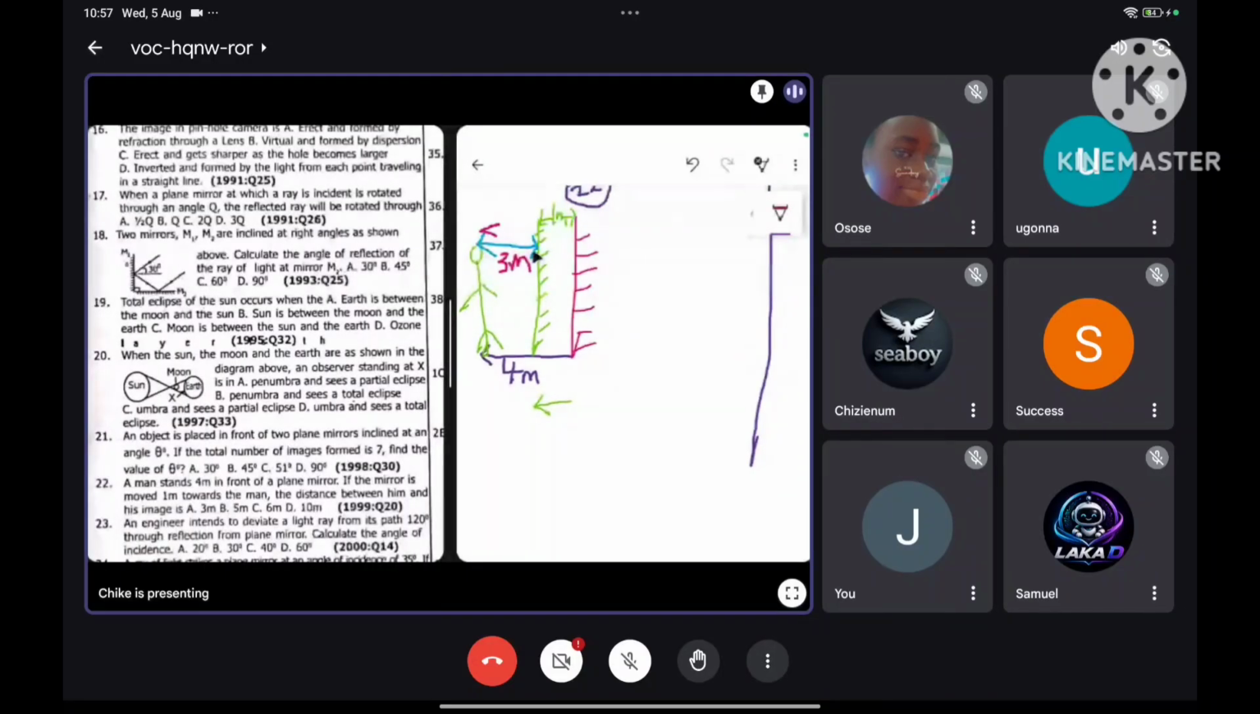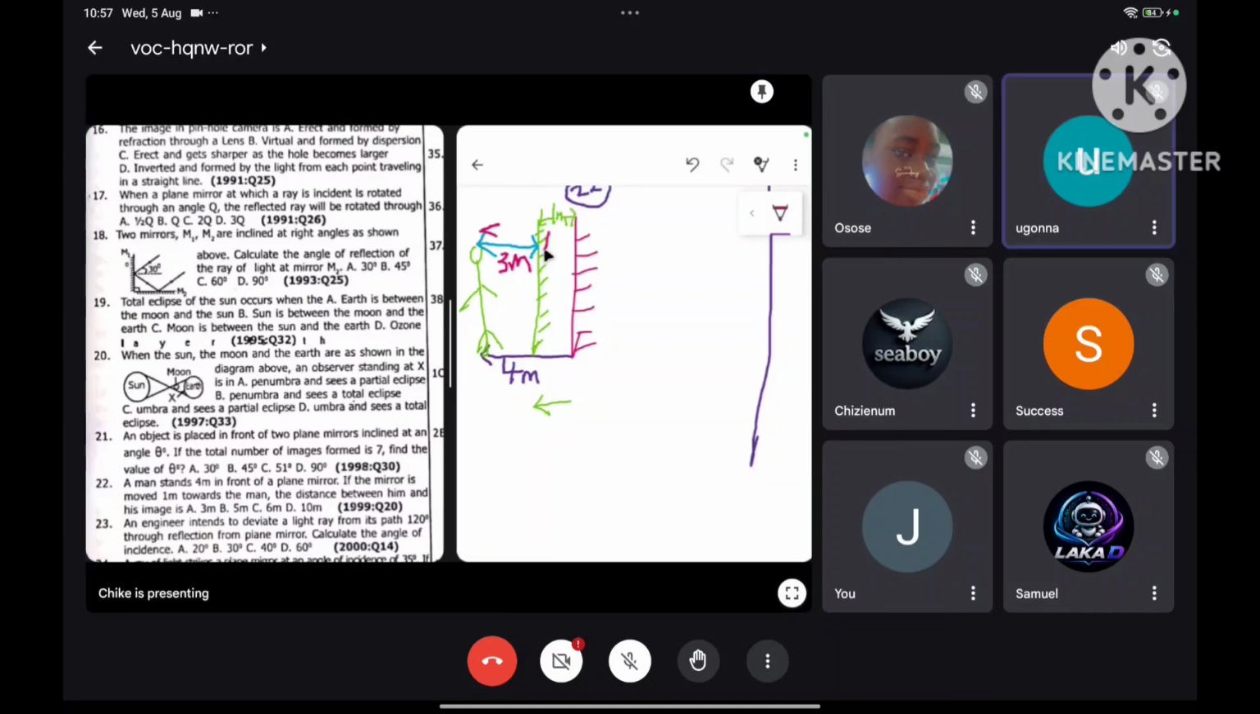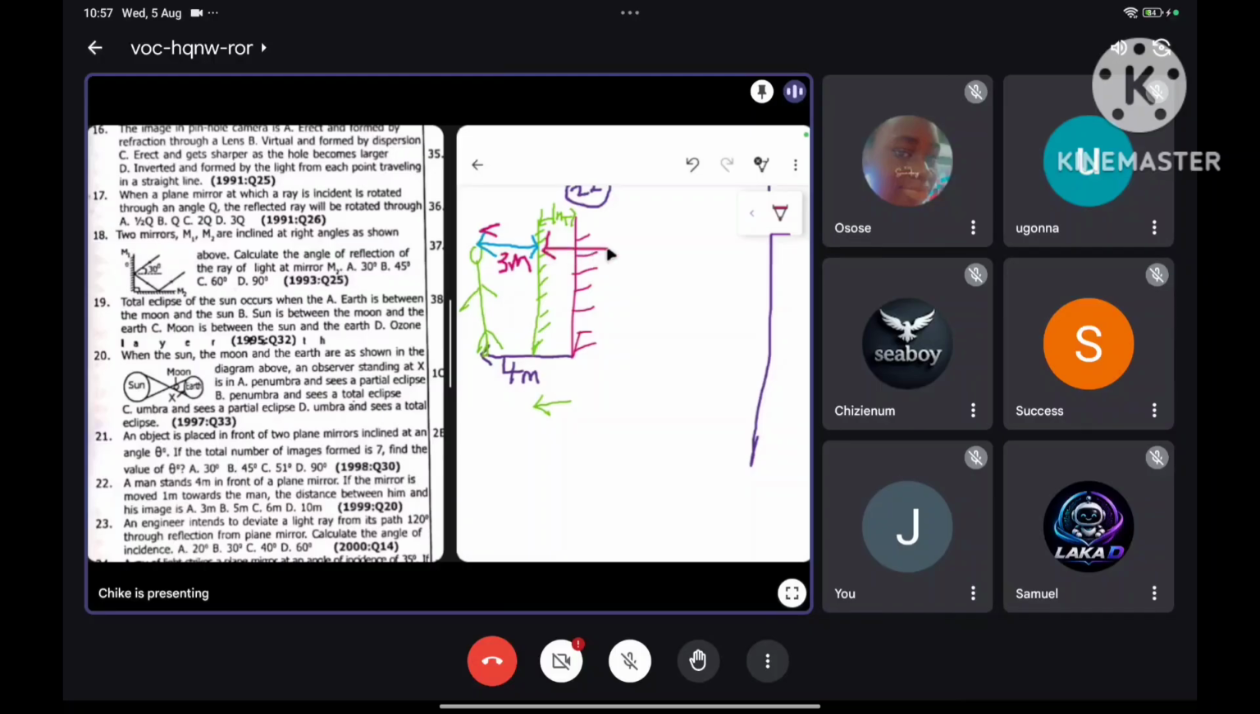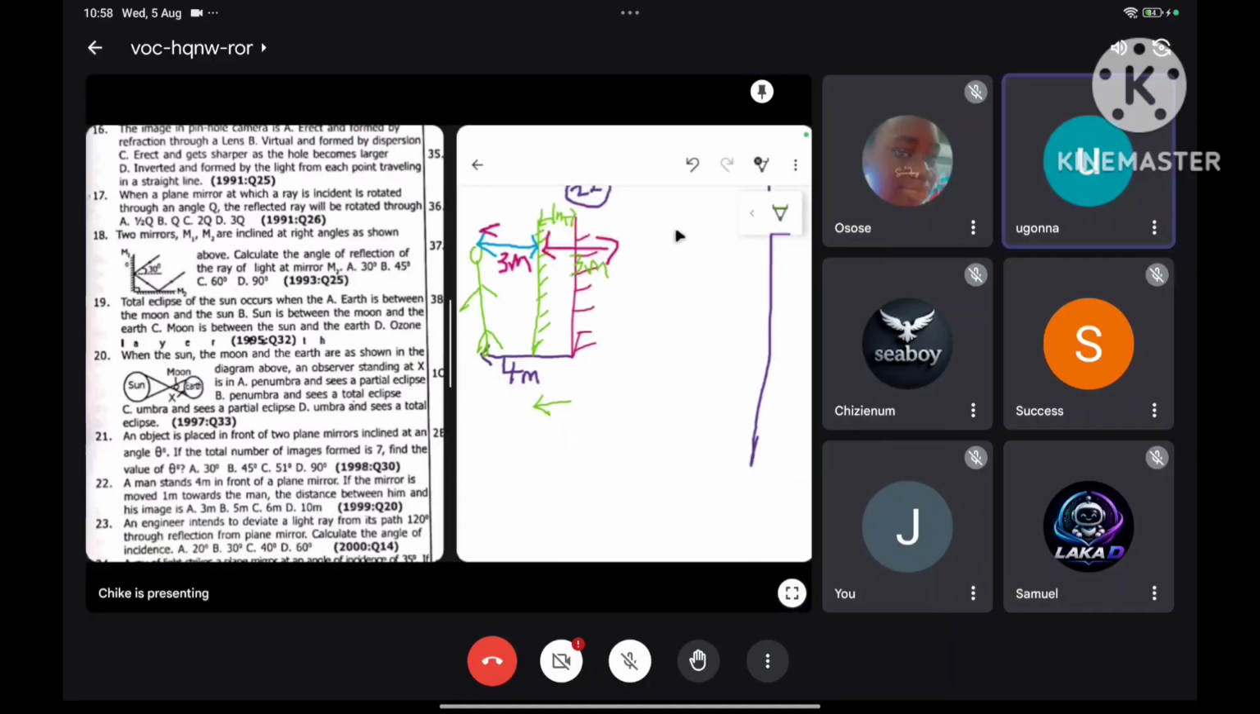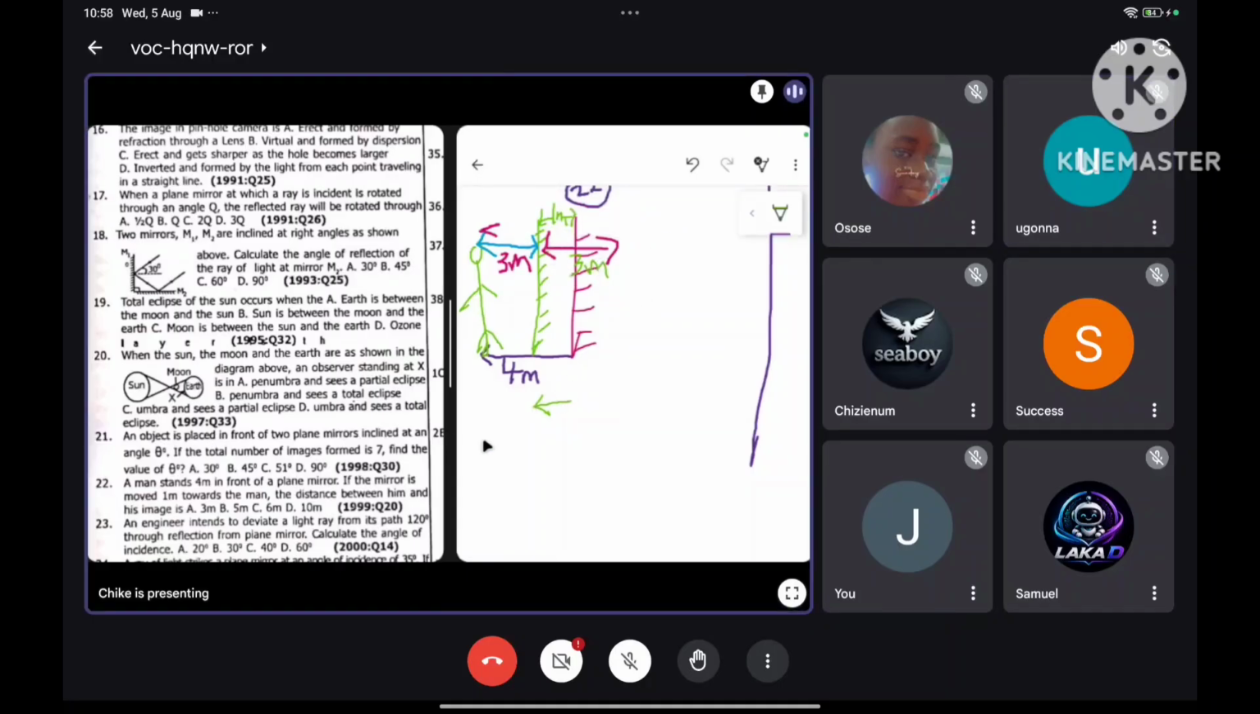So that means if you are 3 meters from the mirror, what will be the distance of your image from the mirror? Who can guess? Sir, 3 meters. Correct. It will be 3 meters from the mirror. Now, can we now answer the question that says, what is the distance between the man and his image? Who can give me the answer? 3 meters. You are falling for the trap. That was the trap that they were expecting. The answer is not true.